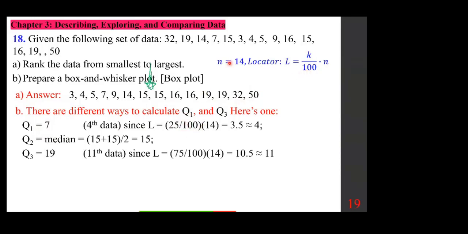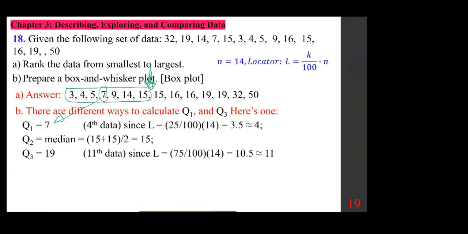How many do we have? We have 14. So we multiply by 14, we get 3.5. This is the location we need. In other words, we need the 3.5th number. However, what statisticians do is they round up. So they go to the 4th number: 1, 2, 3, 4. The 4th number is 7. By the way, in this example, if we did the method that I mentioned, look at the bottom half and its median, that gives you the same answer.